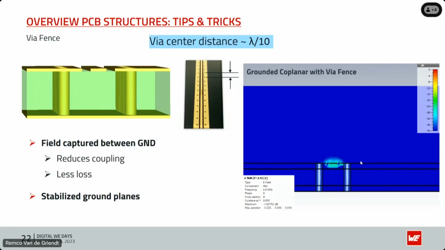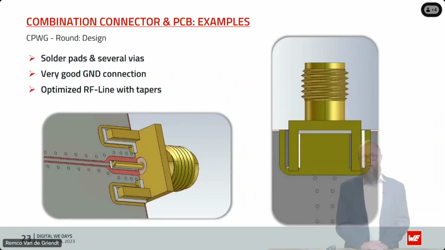It's not going to travel over your PCB. That's what you want. A rule of thumb for the via center distance is around the wavelength, depending on the frequency you want to transmit. You get the wavelength, lambda, divided by 10, and then you have the distance. I think everybody knows how to calculate lambda.